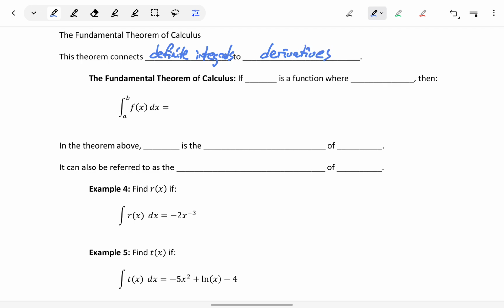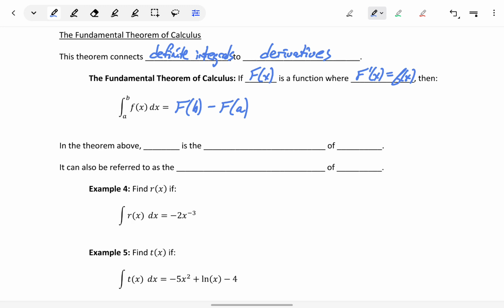According to the fundamental theorem of calculus, if some function, capital F of x, is a function where capital F prime of x is equal to f of x, then the integral of lowercase f of x, evaluated from a to b, is equal to capital F of b minus capital F of a.